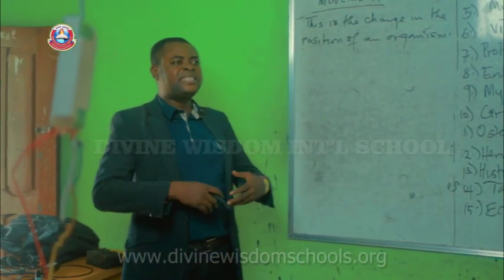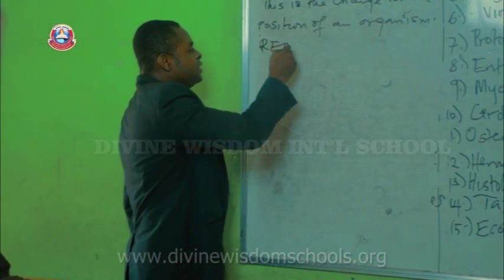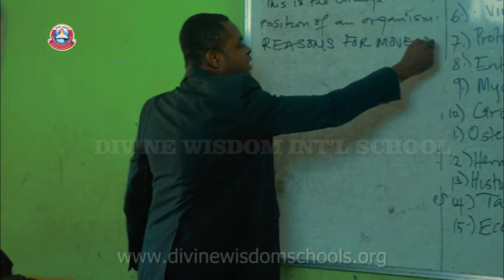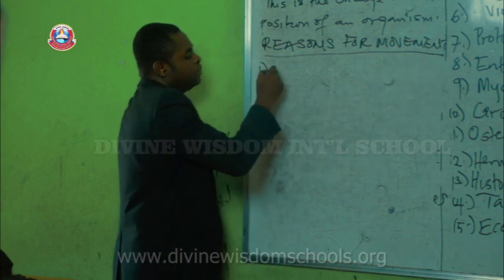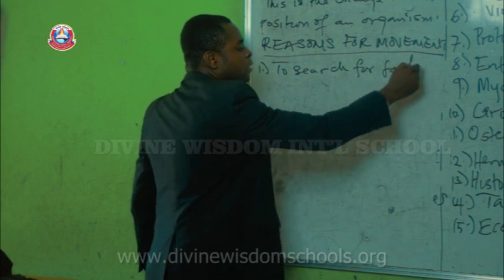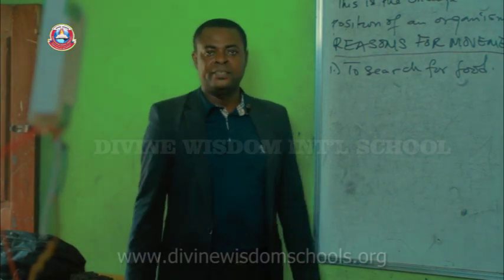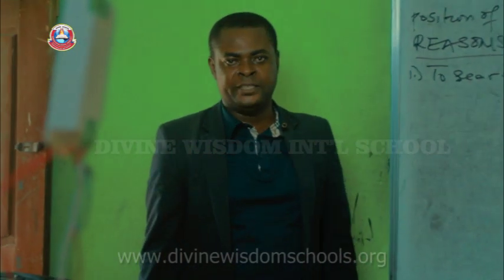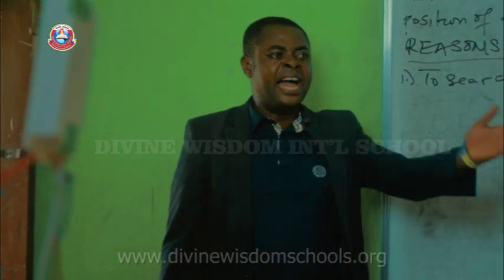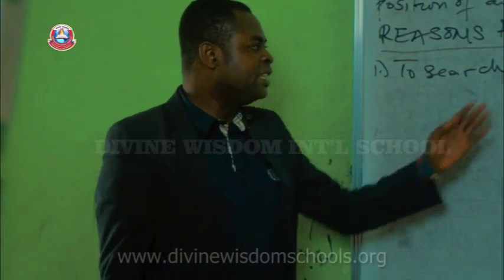I've seen another question, they say state three reasons why organisms move. Reasons for movement. Number one, to search for food. I am here teaching because I am looking for money to take care of my family. So I have moved from my house to this place to look for money, and I will use the money to purchase something. Also, some other animals will leave one place to another. They will go to the field to graze. That is movement. They want to feed.